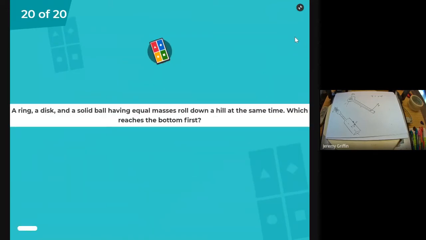Oh, last question. A ring, a disc, and a solid ball with equal masses roll down the hill at the same time. Who reaches the bottom first?